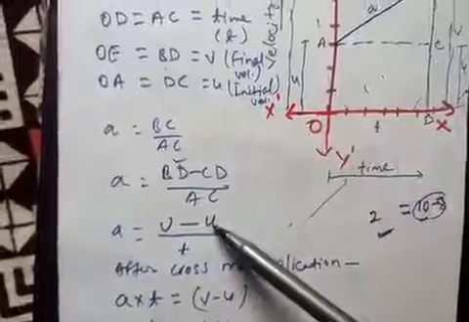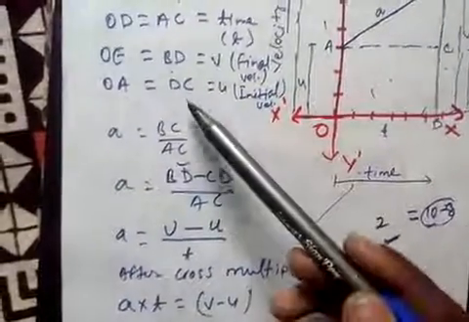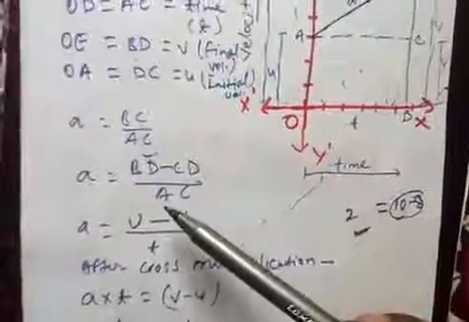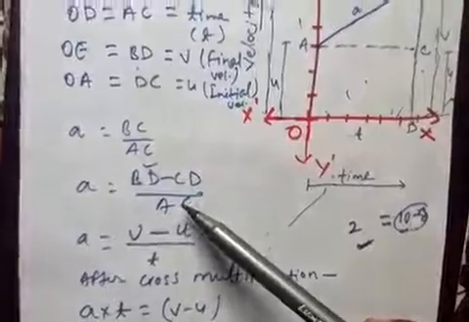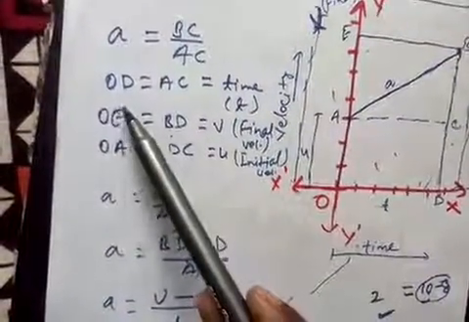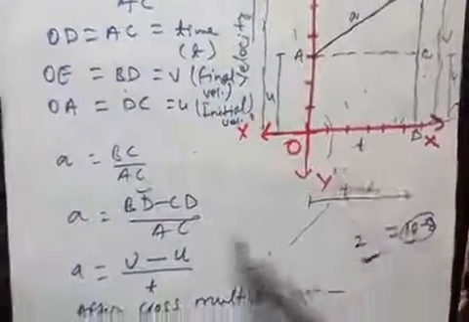Next u. We have written u here because CD stands for u. CD equal to OA equal to u. Also you can see in the graph CD equal to OA equal to u, initial velocity. And AC, see here, AC equal to OD. AC equal to OD, that stands for time in the graph. So we have to write t over here.